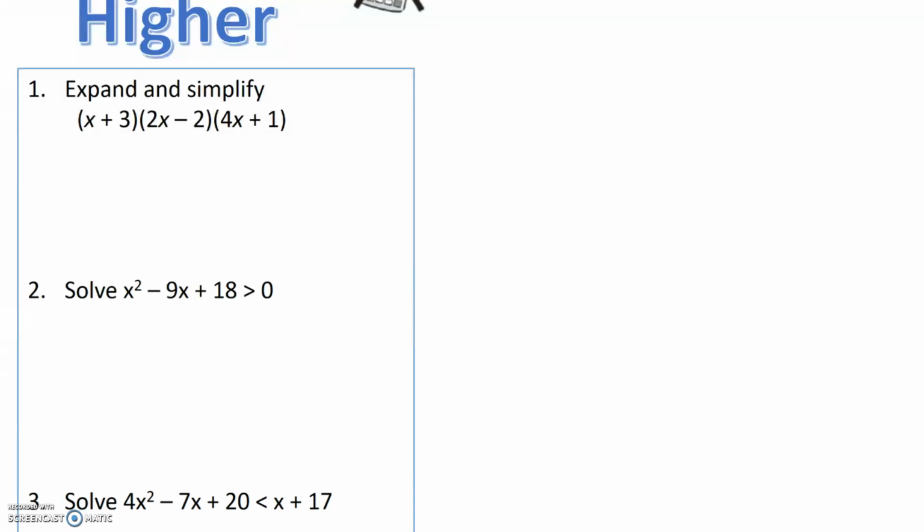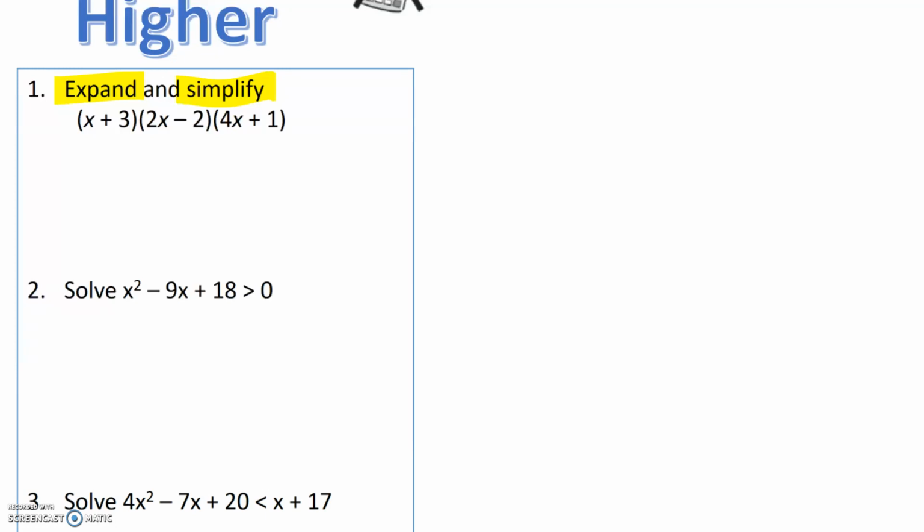So the first question on the higher section says expand and simplify. Right, expand means get rid of those brackets by multiplying out. And simplify means collect any like terms that we can as we go. Okay, so even if you're just looking at foundation, looking at the first part of this is still really, really useful.